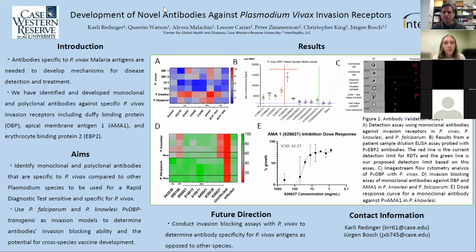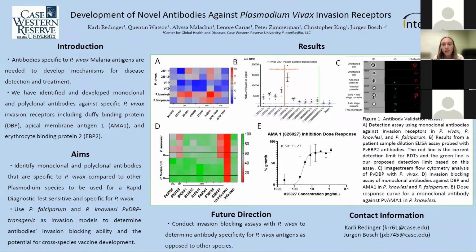Good afternoon, everyone. My name is Karli Redinger, and I'm a third-year undergraduate at Case Western Reserve University, working in the labs of Drs. Jürgen Bosch and Christopher King. The projects we've been working on are in regard to identifying and developing antibodies against key invasion receptors for Plasmodium vivax malaria. Specifically, we've developed polyclonal and monoclonal antibodies against well-established invasion receptors, such as the Duffy binding protein, apical membrane antigen 1, erythrocyte binding protein 2, and others for the eventual development of a rapid diagnosis test, as well as other disease detection and treatment techniques.